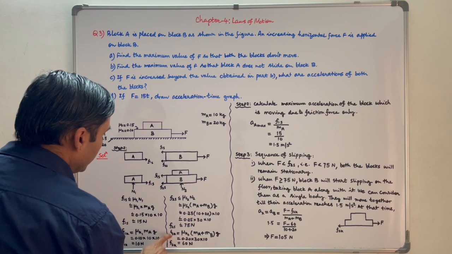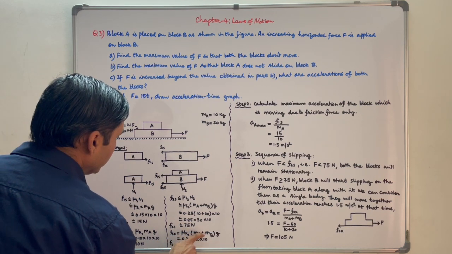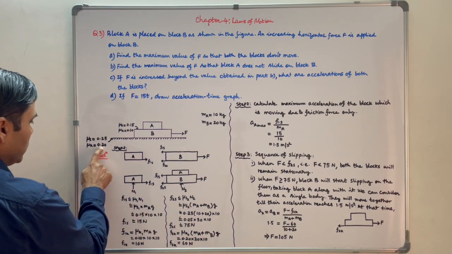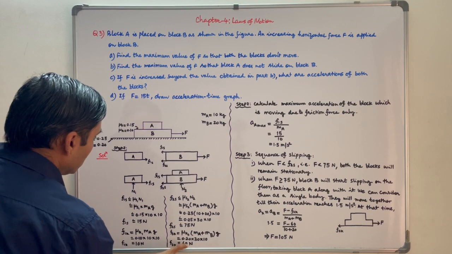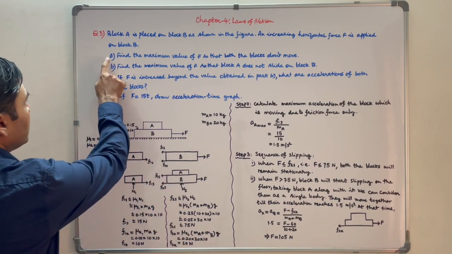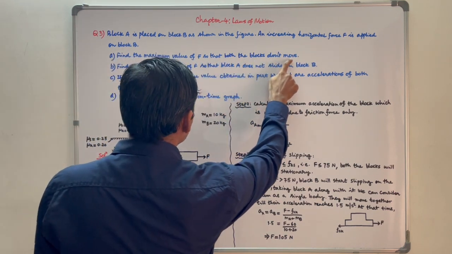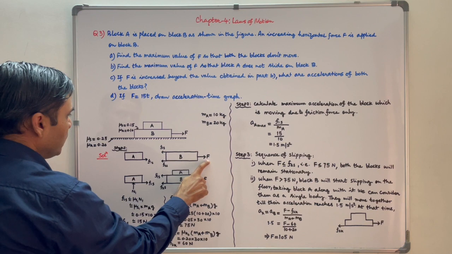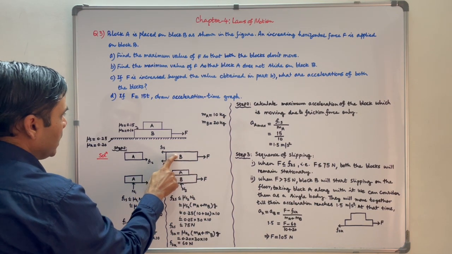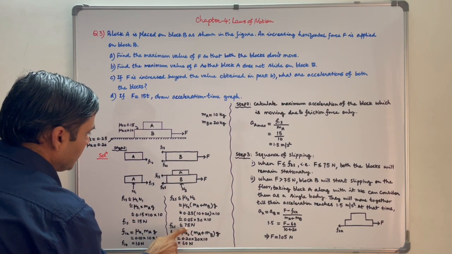Similarly, we can calculate F2K, which will be equal to mu K2 into Ma plus Mb into g. Value of mu K2 is given as 0.20. So F2K is equal to 60 Newton. Now we are ready to answer part A. Find the maximum value of F so that both the blocks don't move. That maximum value of F will be equal to F2S maximum, which is working between block B and the ground. Its value will be equal to 75 Newton.